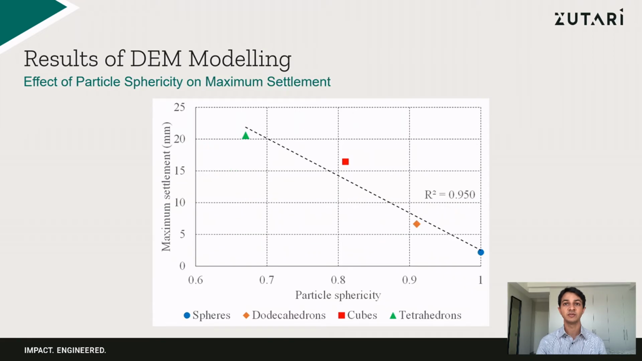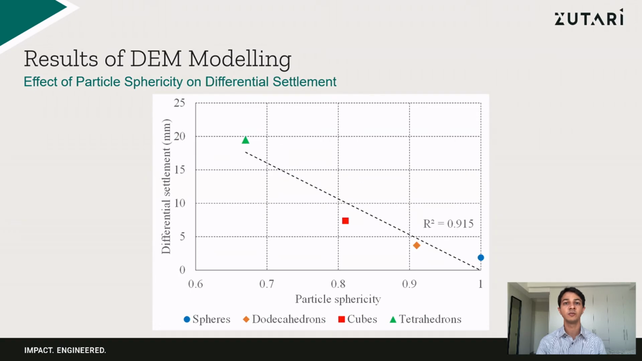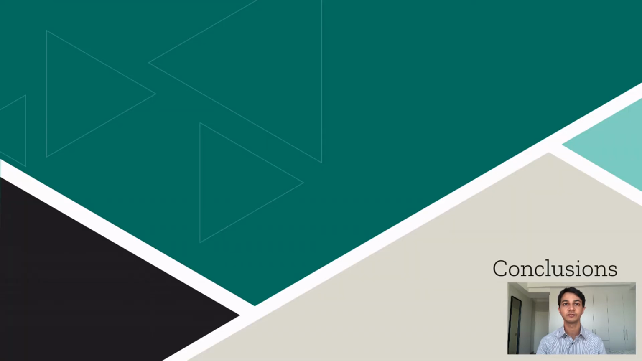When the maximum settlement is plotted against the particle sphericity, a fairly linear trend can be observed. Particles with higher sphericities underwent lower overall settlement, whereas the more angular particles resulted in higher maximum settlements. A similar outcome is seen when comparing the differential settlement against particle sphericity. Again, the more spherical particles had less differential settlement, but the less spherical particles experienced much higher settlements near the abutment wall. The conclusions of the study can be summarized as follows.